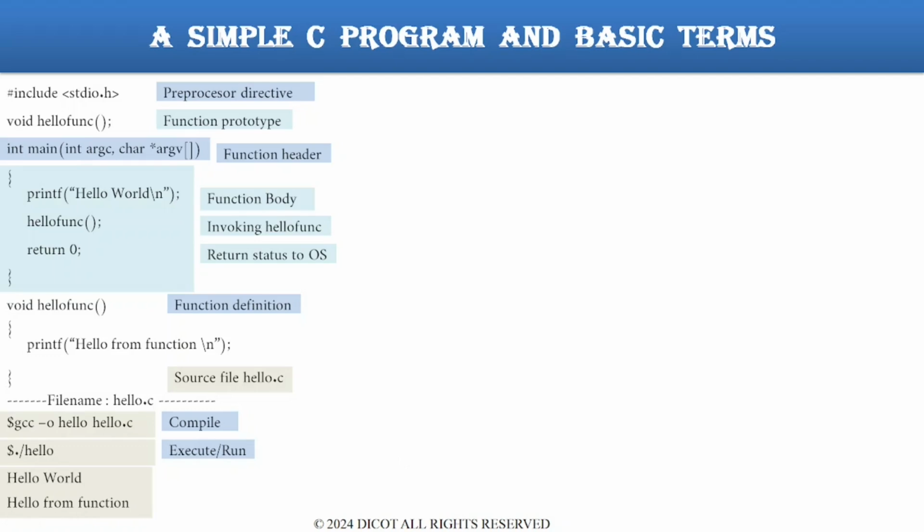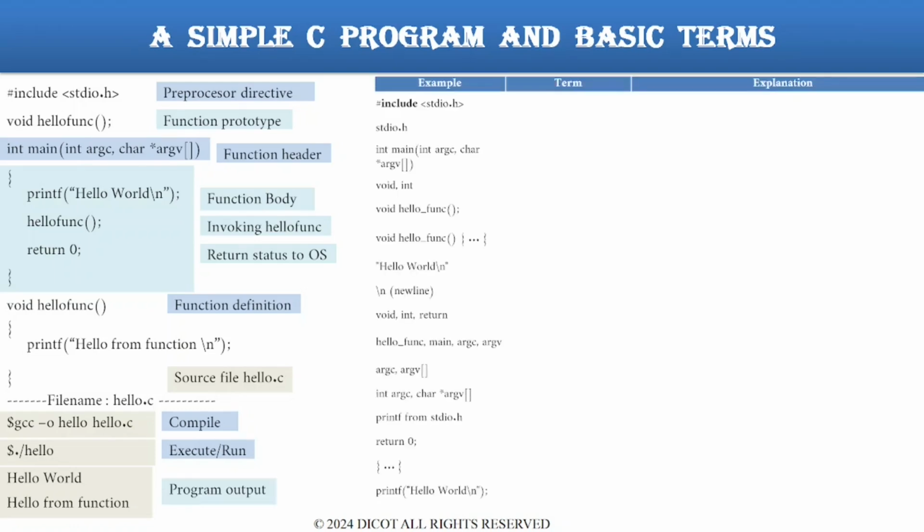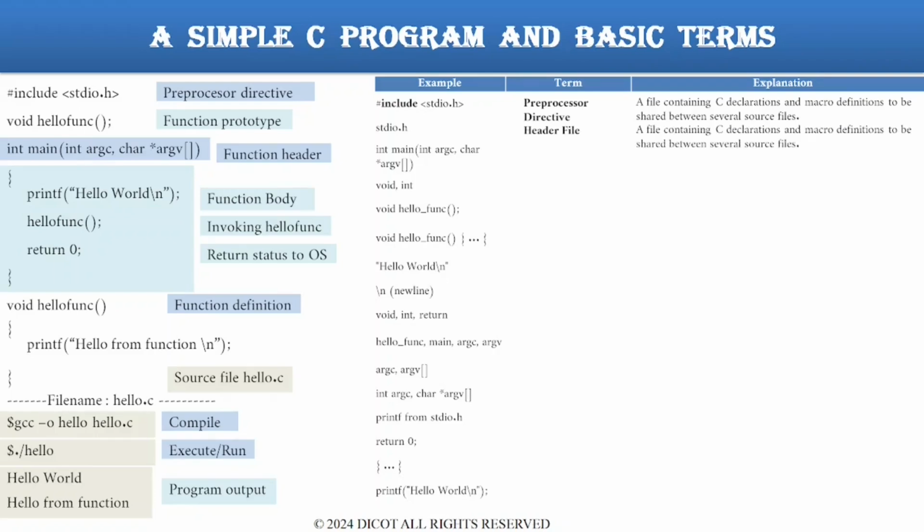Let's see some basic technical terms and their explanation. Preprocessor directive: an instruction for the compiler to preprocess the source code before actual compilation, like #include stdio.h. Header file: a file containing C declarations and macro definitions to be shared between several source files, like the stdio.h file in this program.